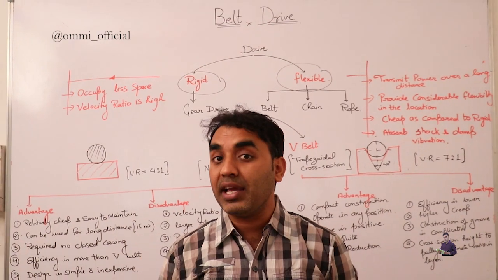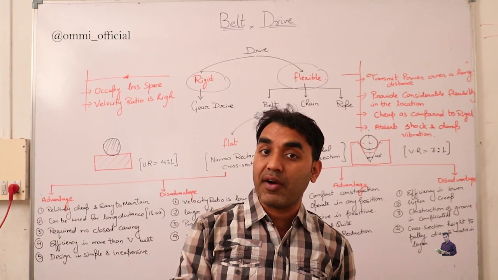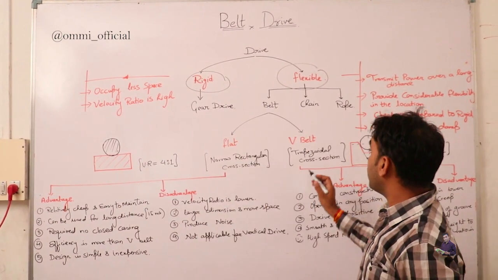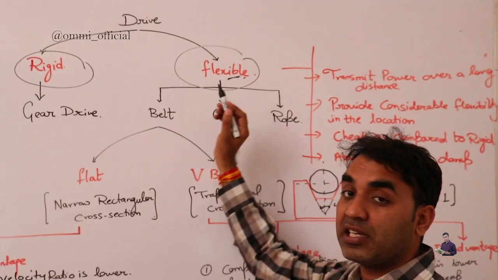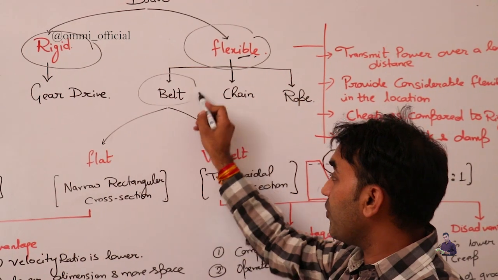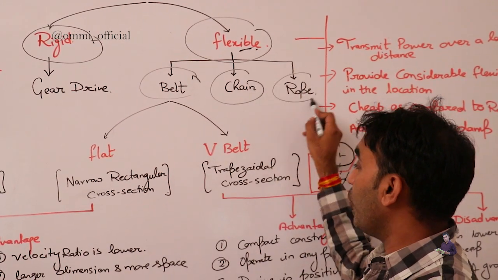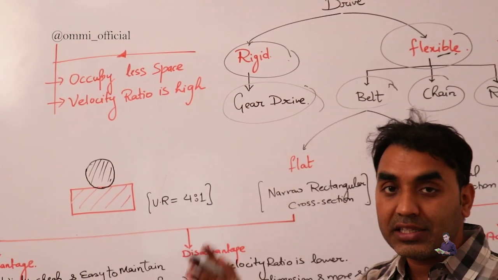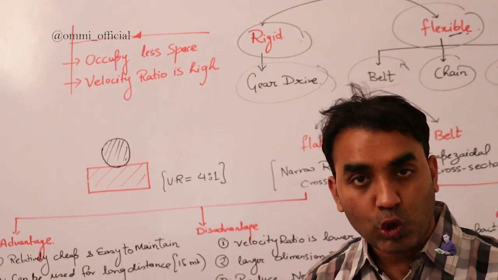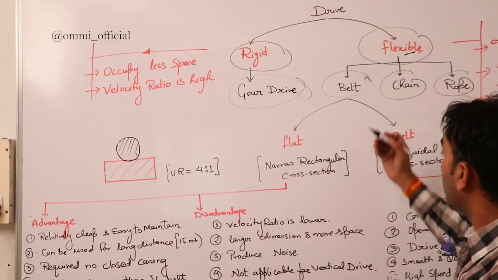But if you are providing any intermediate link between the driver and the driven, at that time it comes under the flexible drive. So flexible drives are basically categorized into three types: belt drive, chain drive and rope drive, whereas the rigid drive is termed the gear drive, where the direct contact takes place. So let us start the journey with the belt drive.